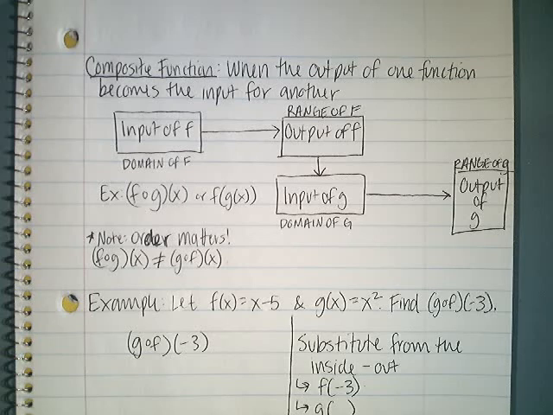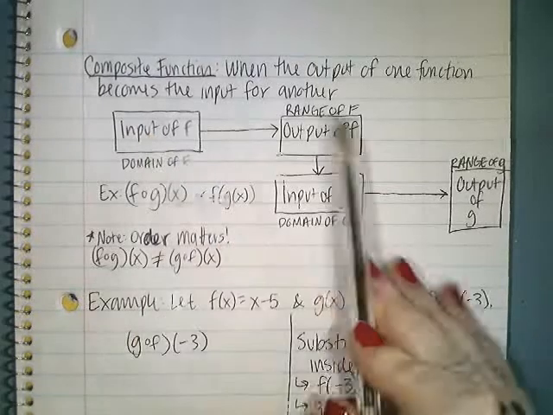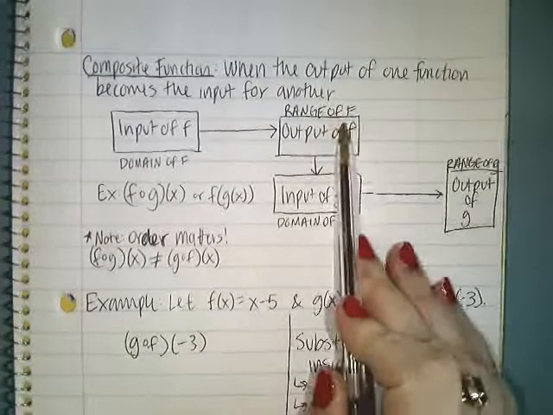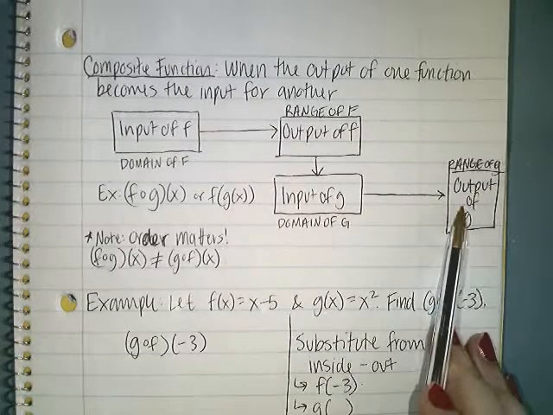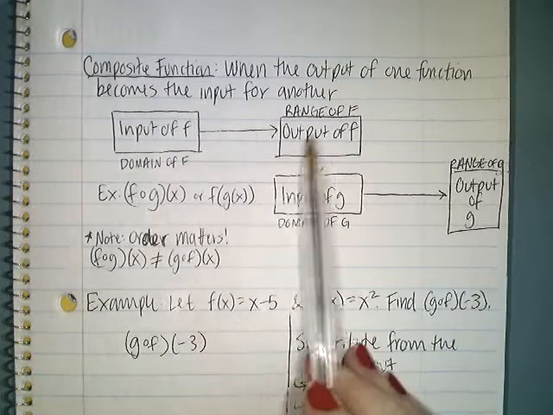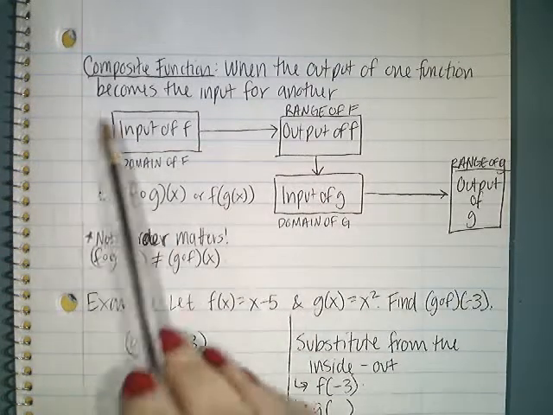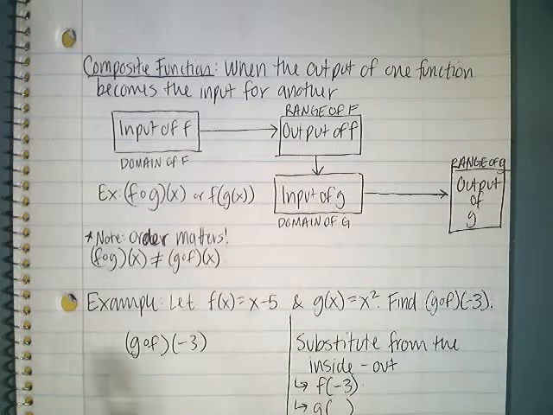A composite function is when the output of one function becomes the input for another. So I plug something into f, I input something to f, I get an output. Then you take that output and make it the input of g, plug it into g and get your final answer. So a composite function is basically double plugging it in: plug it in once to a function, then plug it into another function to get an answer.